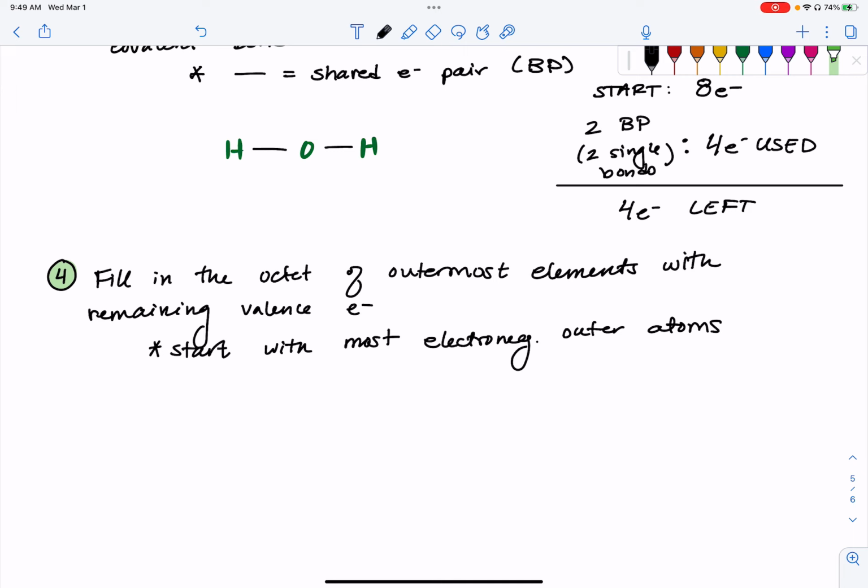So in the case of water, we would look at our outermost elements here. So we've got outer hydrogens that have been connected via oxygen to oxygen via a single covalent bond. And I know that I have 4 electrons left. However, I also have to pay attention to your octets and duets.